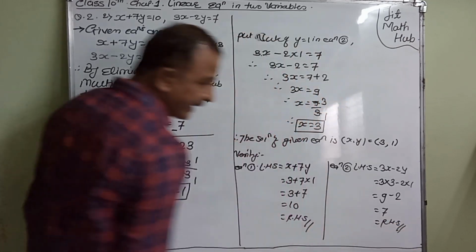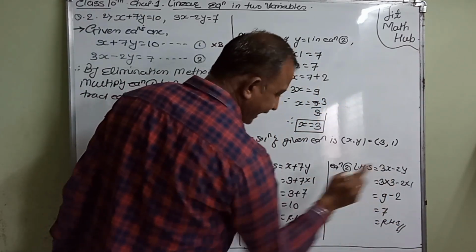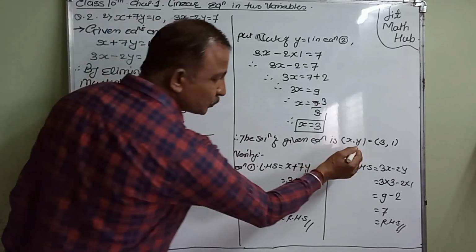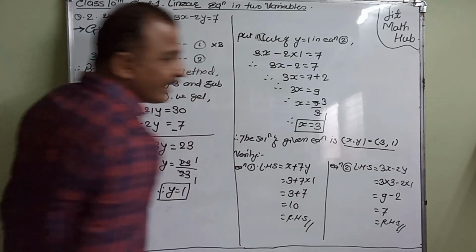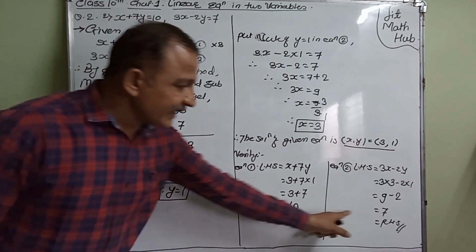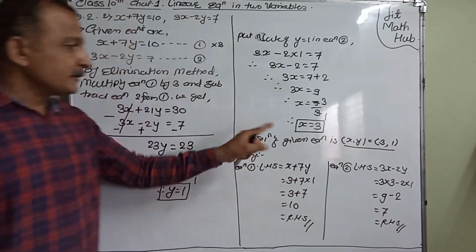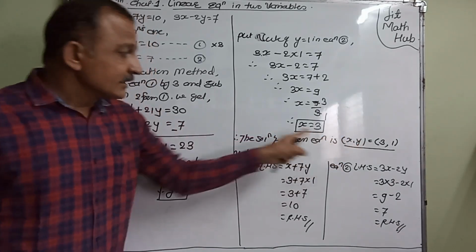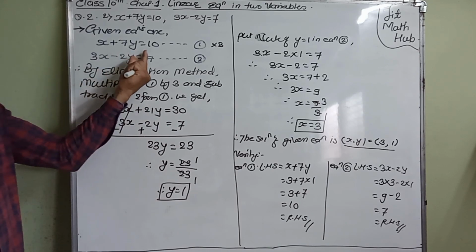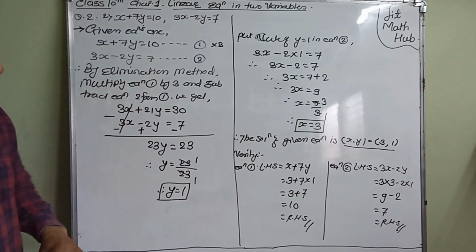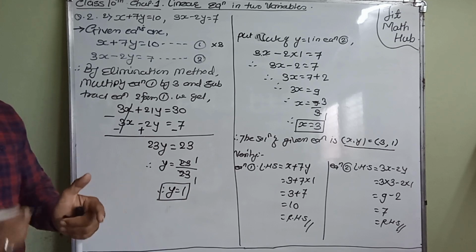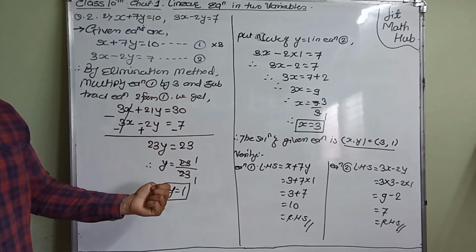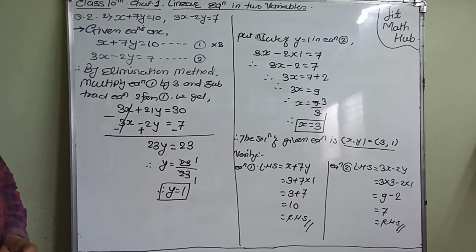Means we get LHS equal to RHS in the second equation also, and LHS equal to RHS in the first equation also. Means these two values, that is x comma y equal to 3 comma 1, satisfy these two equations. So we say that 3 comma 1 is the solution of the given equation. Okay, you have to understand it. I think you have to take a screenshot of this board.